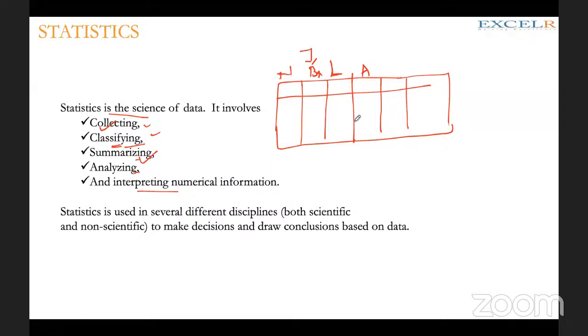Then summarize the data. The summarization is basically counting. How many students are from computer science, how many from IT, electronics or electrical. So simply I can have the count of participants from these branches. I can also collect the age, and then I can compute the mean age in these branches. So that is summarizing the data. Based on that summarization, or summary statistics, we can analyze, then interpret the numerical information, right?